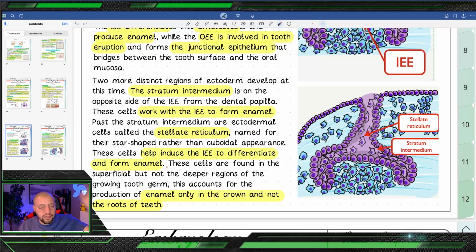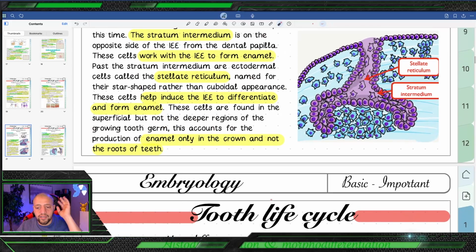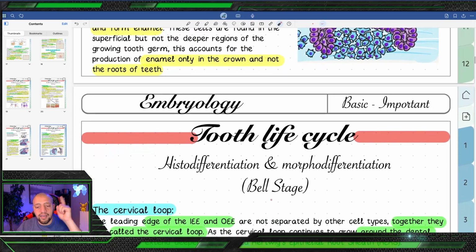So during this reciprocal induction, I told you about a step which we didn't specify, the initiation which leads to this first signal coming from the inner enamel epithelium, which we call in a different scenario the pre-ameloblast. This signal comes from which cell? Stellate reticulum, not from the outer enamel epithelium. These cells are found in the superficial but not the deeper region of the growing tooth germ. This accounts for the protection of enamel only on the crown and not on the root. So now we finish the story of the crown, enamel and dentin.